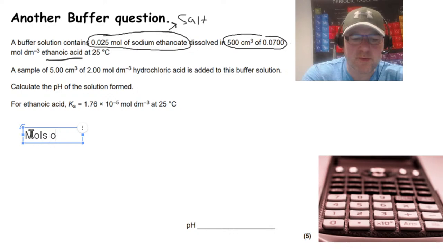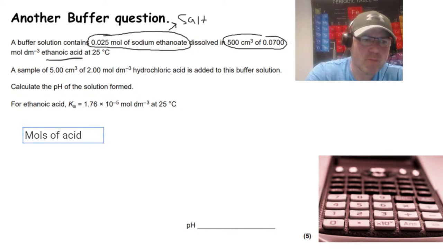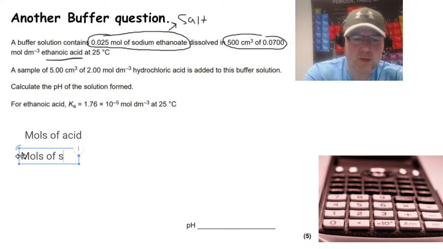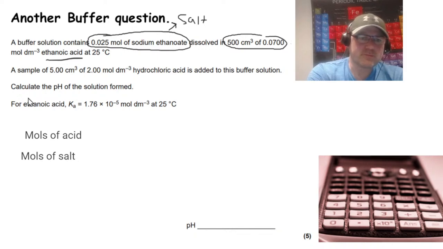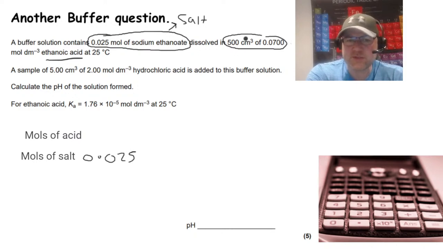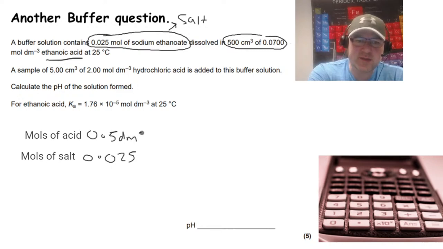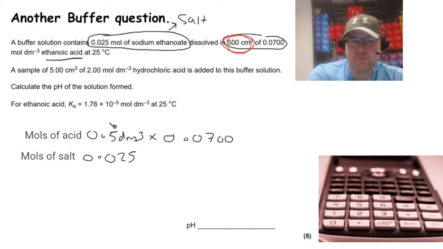So let's go moles of acid. Moles of salt. Now my moles of salt is 0.025. My moles of acid is going to be, remember why I do 0.5, I've divided by 1,000 to turn this 500 centimeters cubed into decimeters cubed. We don't want that. That has to be converted into decimeters cubed. Then I multiply that by the concentration of the acid. You should know that off by heart from GCSE. So you've got volume times concentration. That's going to give me my moles of acid.